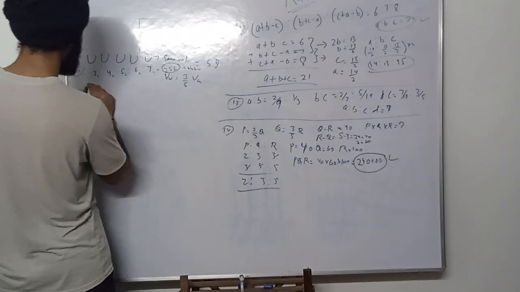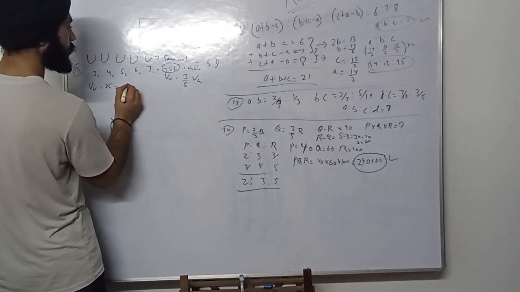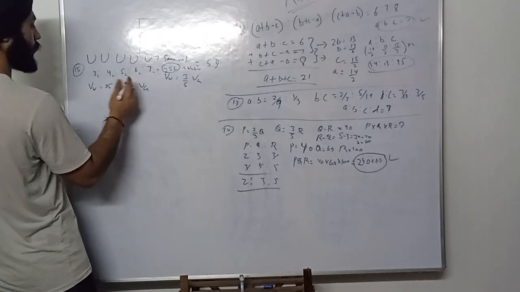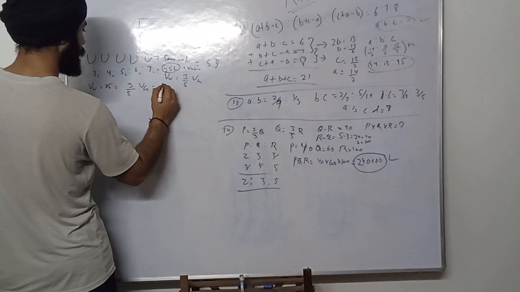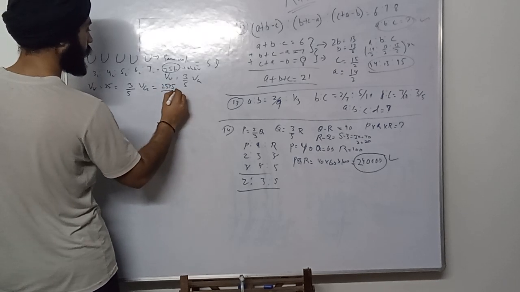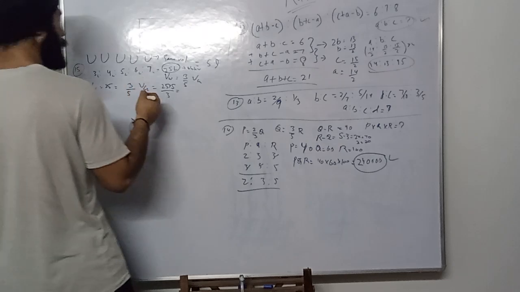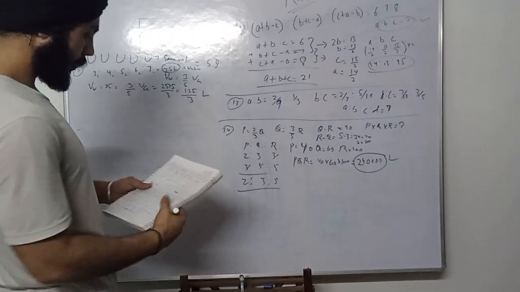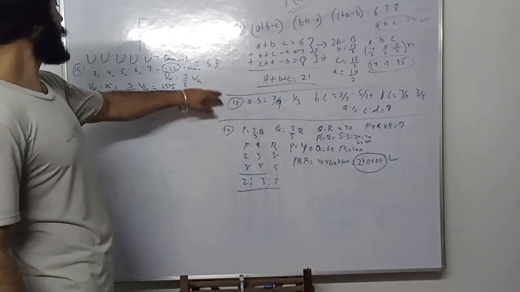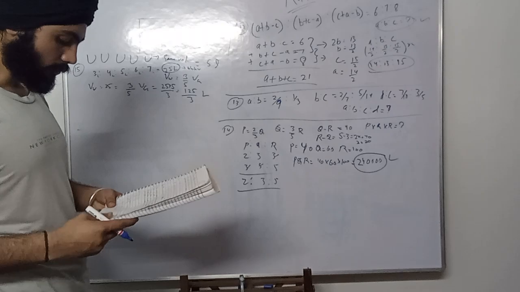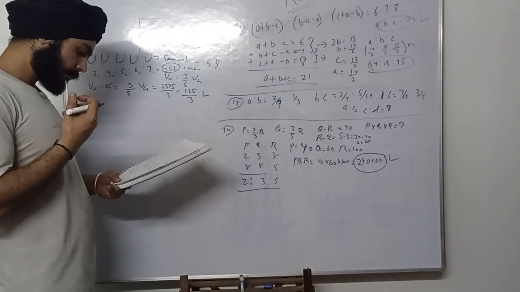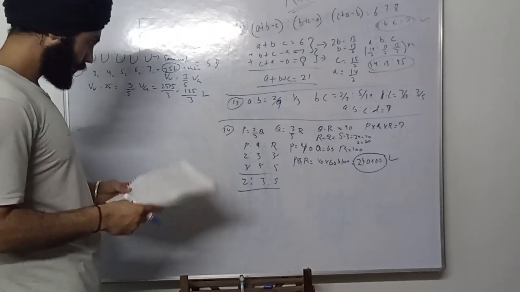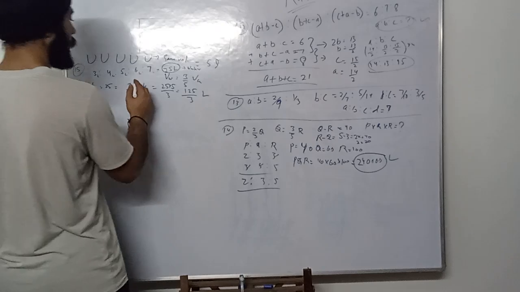So we will get the volume V of water is 25, which is equal to 3/5 of the total glass volume. So the glass volume is equal to 25 into 5 by 3, which is 125/3. This is the volume of water. This is the volume of glass. This is the volume of all 5 glasses.